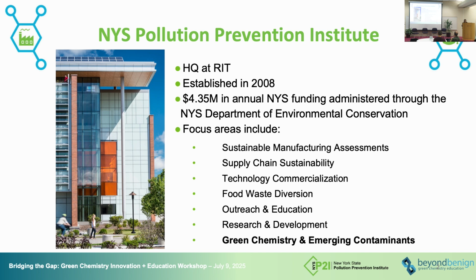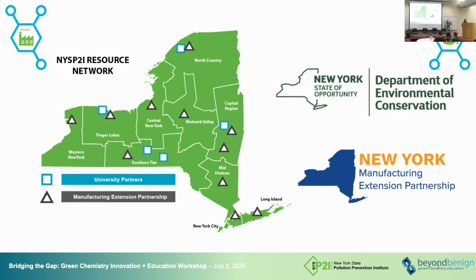Then we have an R&D program, which I will talk about a little bit more with some of our partner universities. And lastly, but not least, what we're talking about today, which is our green chemistry and emerging contaminants program. So we have a statewide network. We have 5 partner universities, which are shown by the blue squares. So we are here today at RIT, but then we also partner with Cornell College of Agriculture and Life Sciences, SUNY Binghamton, Clarkson University, and RPI, Rensselaer Polytechnic Institute.